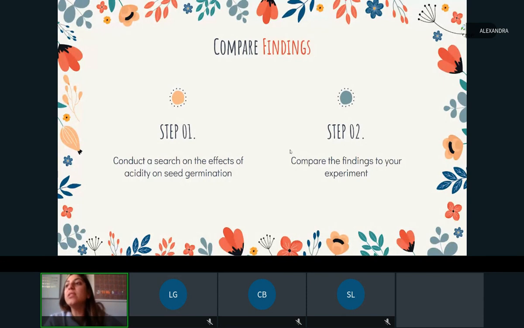And then once you find the research on the effects of acidity on seed germination, then you're going to compare the findings to your experiment. So then you get to look, okay, what has been done and what did I find?